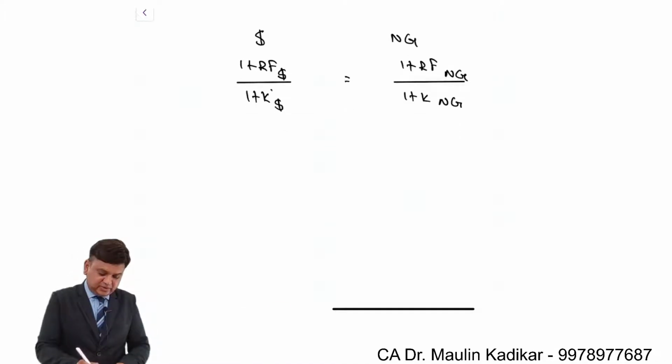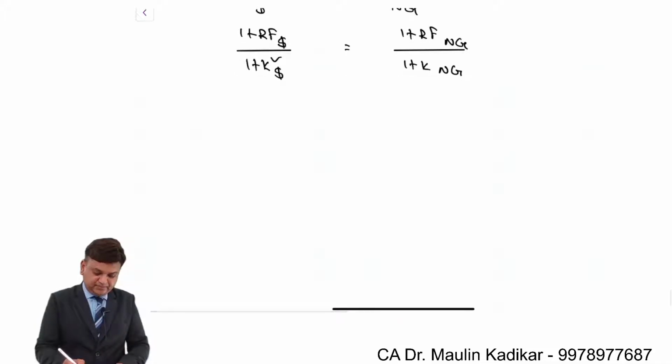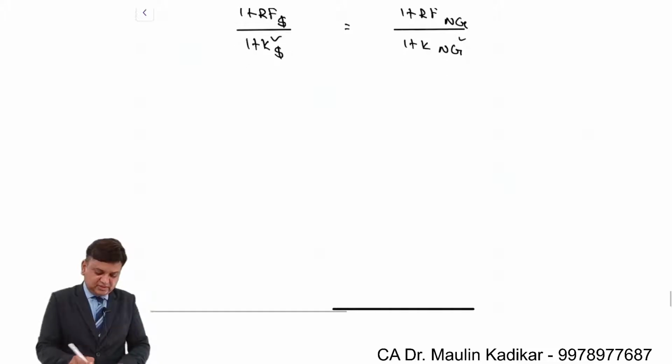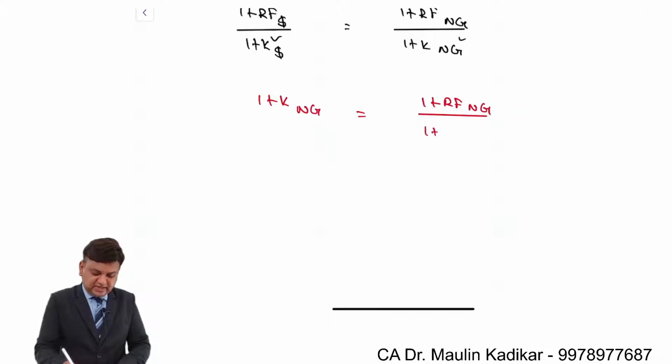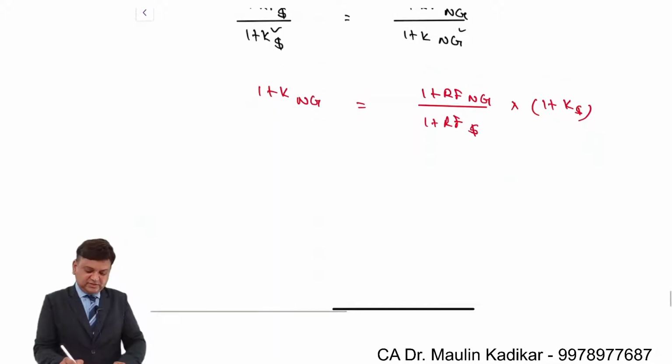Now this is provided to us as 25%. And this is what we are required to find. So I'm rearranging the equation like this: 1 plus cost of capital for Netherlands Guilder currency is equal to 1 plus RF for Netherlands Guilder currency divided by 1 plus RF for dollar currency into 1 plus cost of capital of dollar currency. Okay, this is the equation that we have.